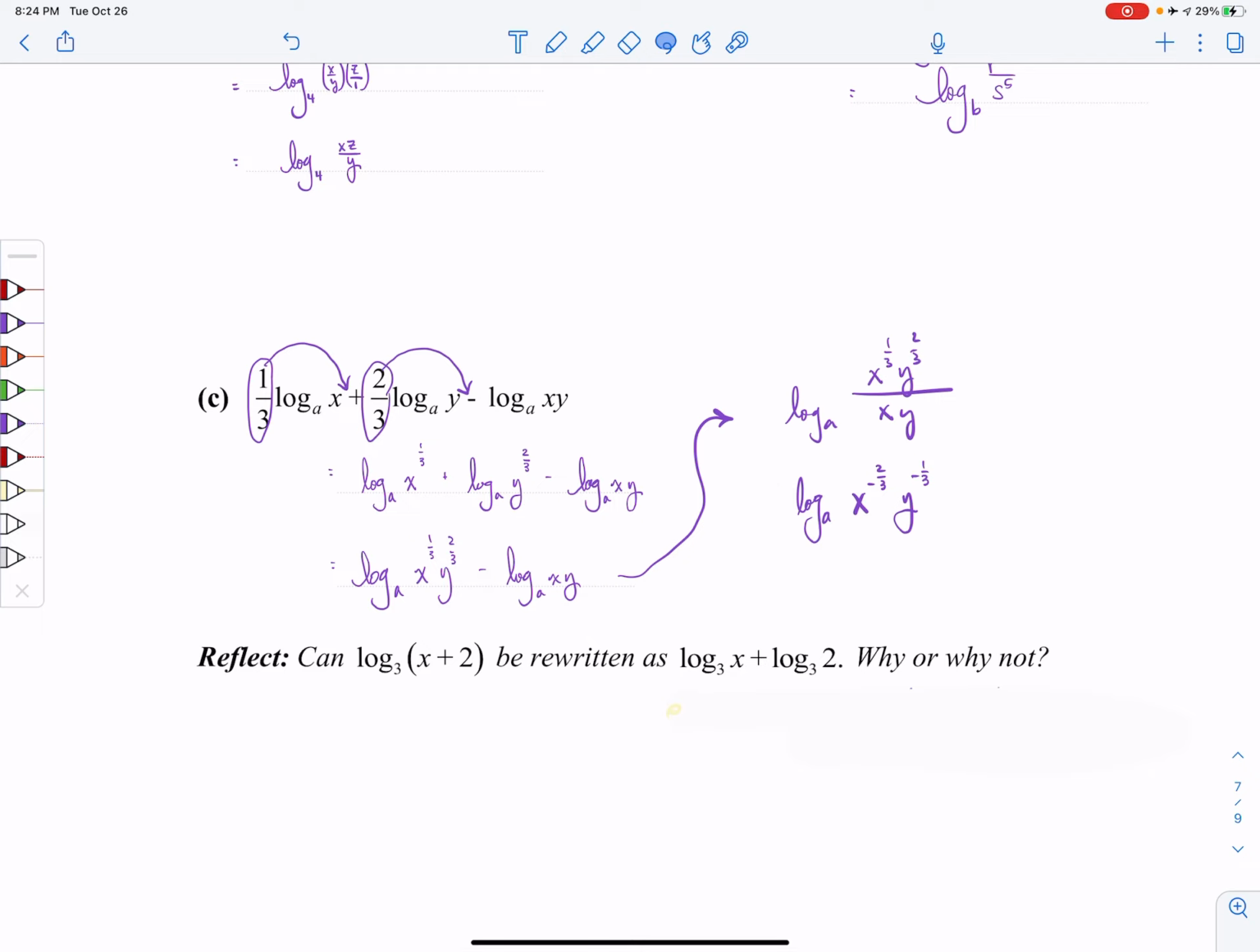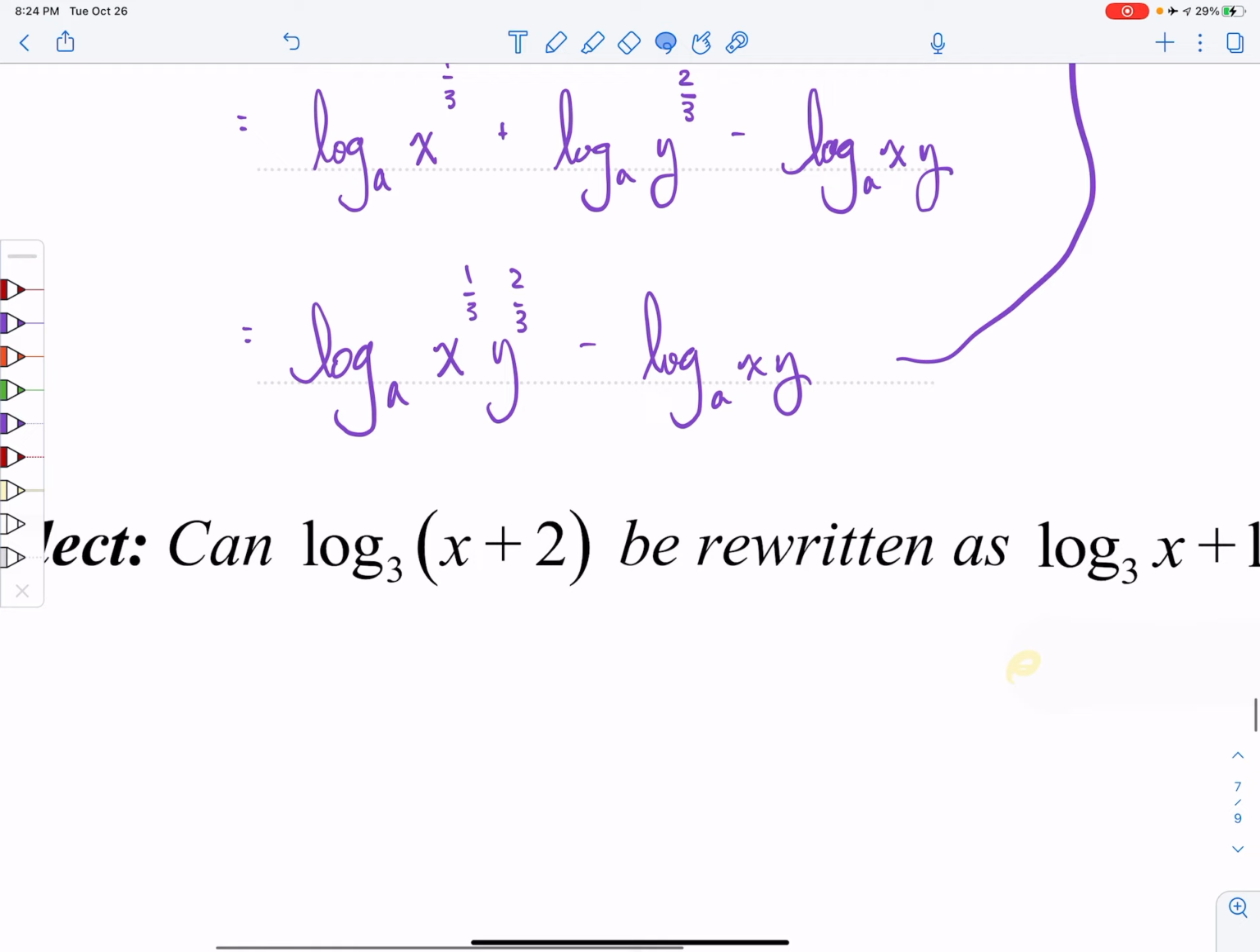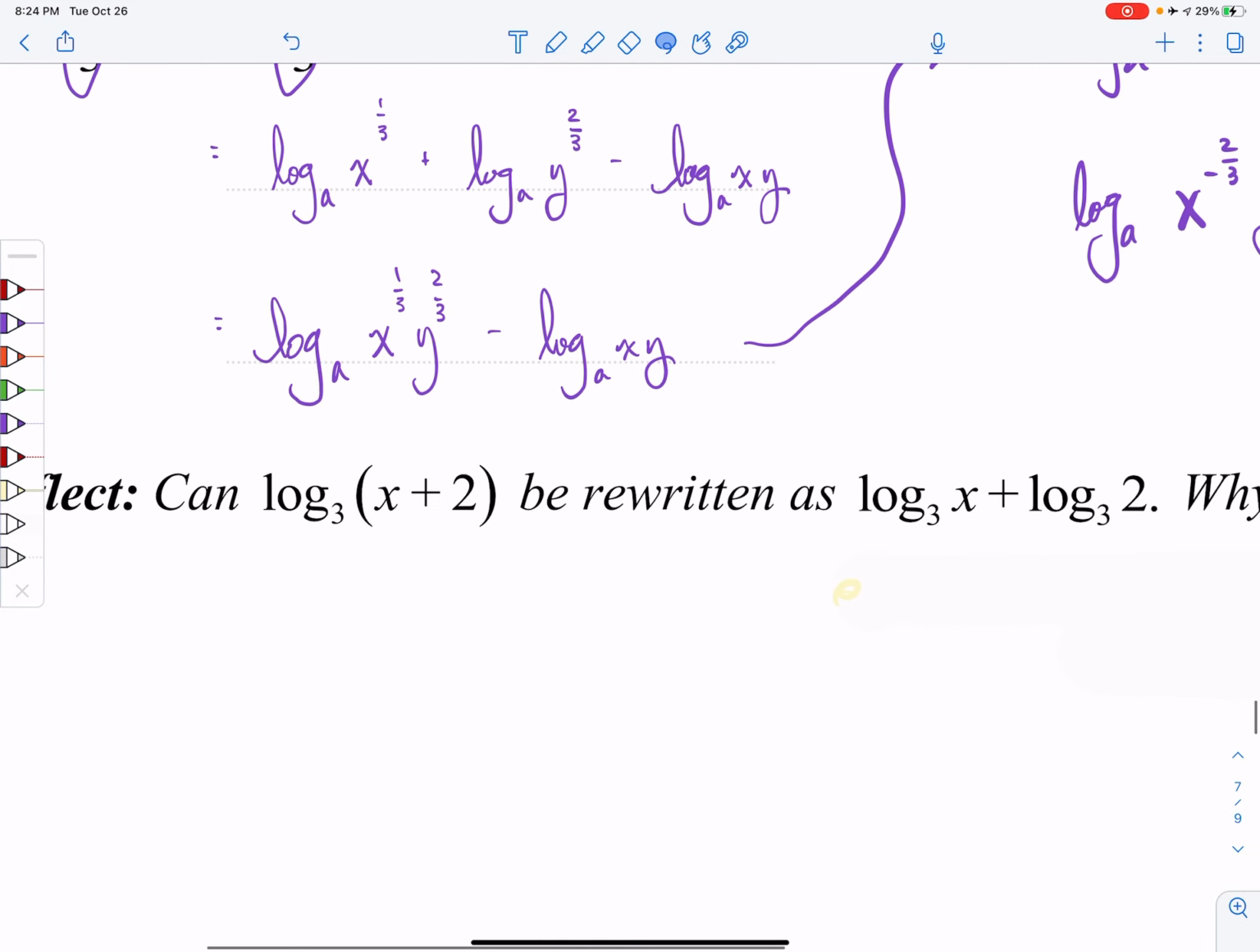All right, one more little reflection question here before we go to example 7. Can the log base 3 of x plus 2 be written as the log of x plus the log of 2?